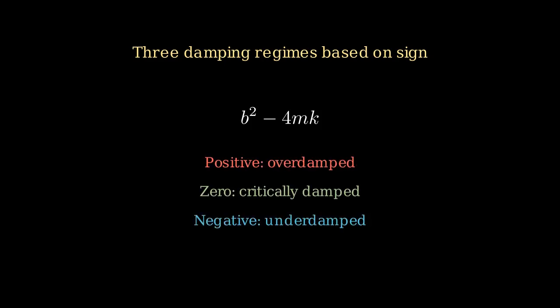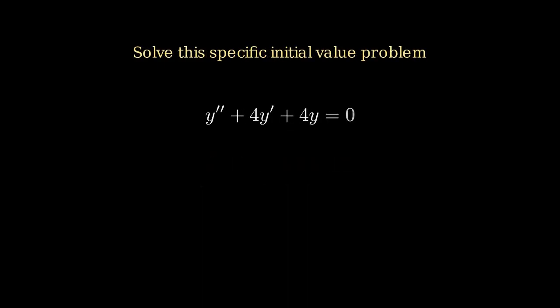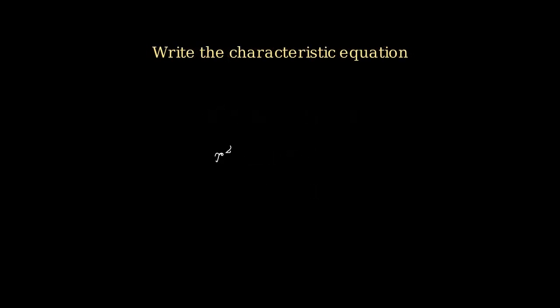This damped equation has three possible behaviors called damping regimes, and which one occurs depends on the sign of b² − 4mk. Let us solve a specific example. We want y'' + 4y' + 4y = 0, with the starting condition y(0) = 1, and the starting condition, the derivative of y at 0, equals 0.